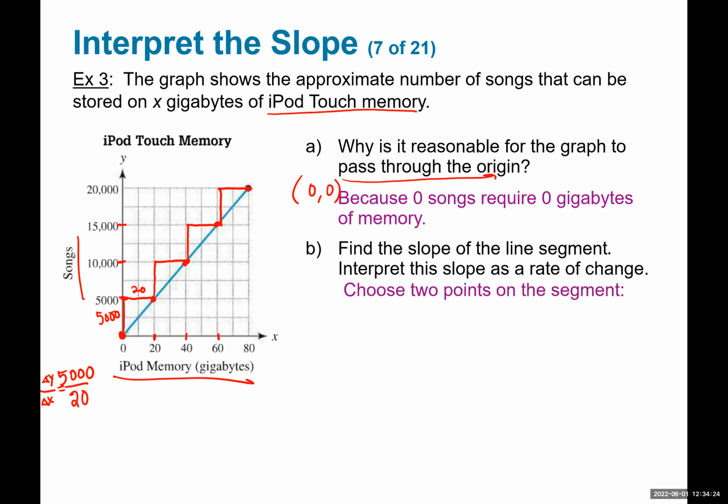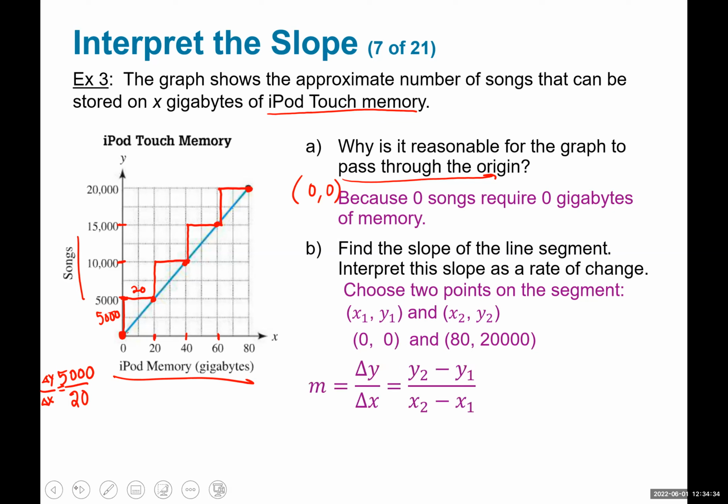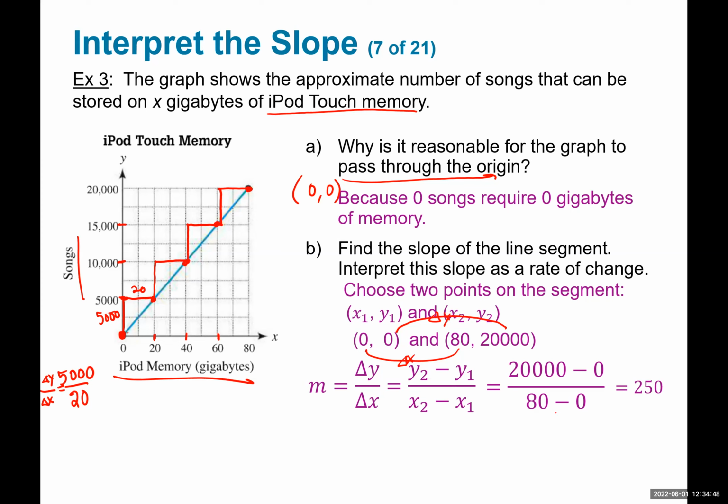So if we choose 2 points on this line, the textbook is going to choose 0, 0 and 80, 20,000. And we use our formula. 20,000 minus 0, change in Y. 80 minus 0, change in X. We get 20,000 over 80, which reduces to 250. So they skipped a step. 20,000 divided by 80, which is 250.